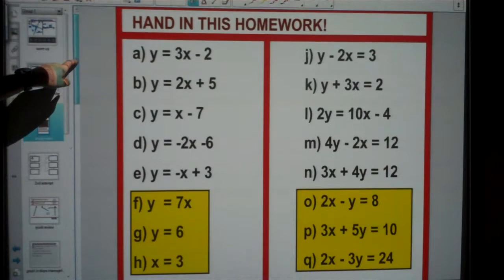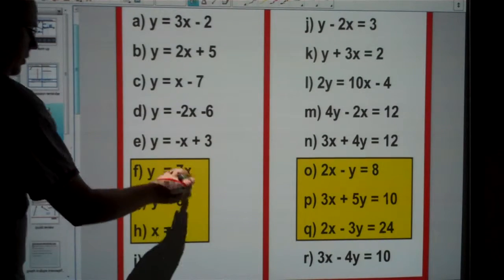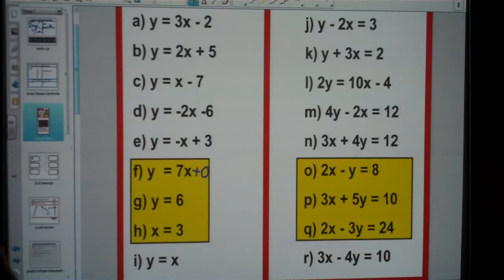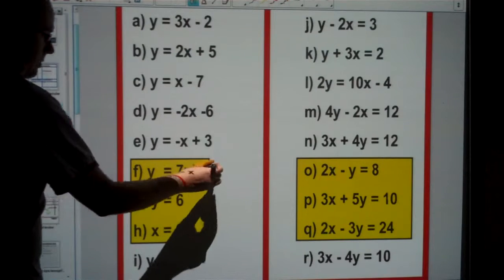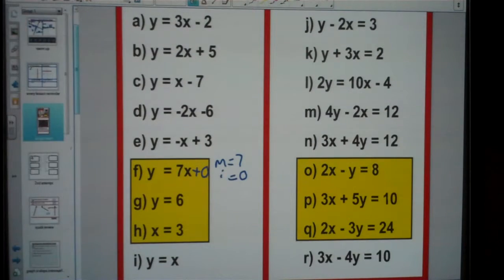Now this was a homework from the previous lesson, and you had to rearrange these into slope-intercept form. I think the ones I've highlighted are probably the most important ones. So the reason this one's important is there is no number at the end here for my intercept. So we have to know that that means that the intercept is 0. So my slope would be 7 and my intercept would be 0.